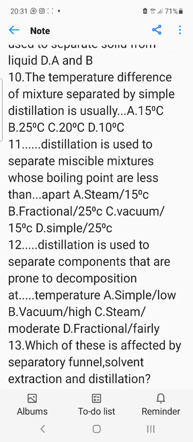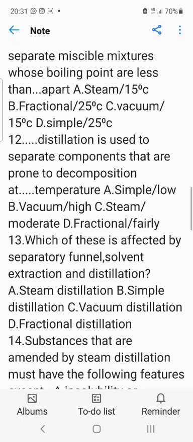Number 11, dash distillation is used to separate miscible mixtures whose boiling points are less than dash apart. Is it steam 15? Is it fractional 25? Is it vacuum 15 or simple 25? The answer is fractional 25. So the answer is B.